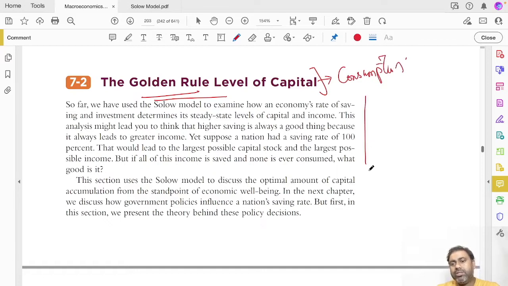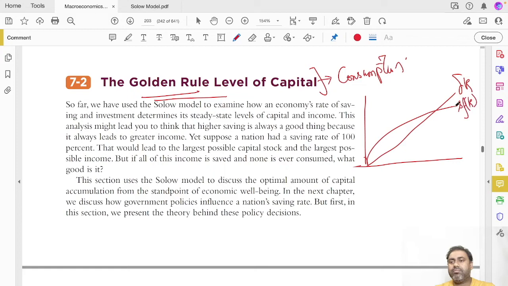See, we have discussed, if we again, let's say this is delta k, this is your s f k, and if this is your, let's say, f k, this is your... So we have seen at steady state, this is your investment and this is your consumption. See, this is your I.